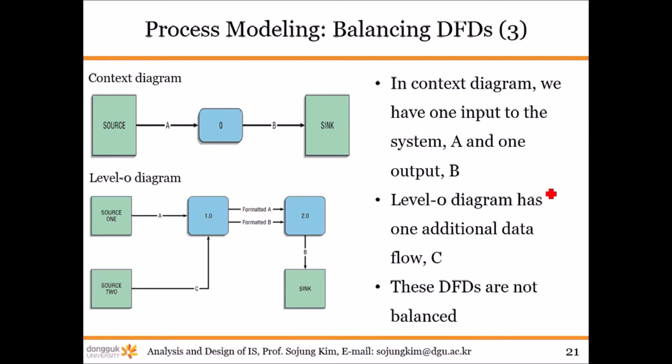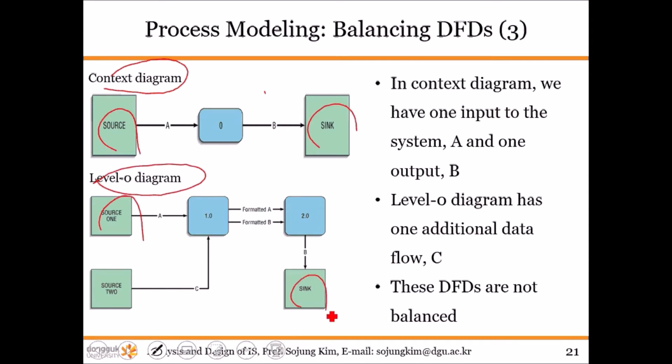Let's continue the balancing of the diagram. So here you have a context diagram and a level 0 diagram, and then definitely source, sink, right? So in the context diagram, we have one input to the system, A, and one output, B, right? A, B. The level 0 diagram has one additional data flow, C.